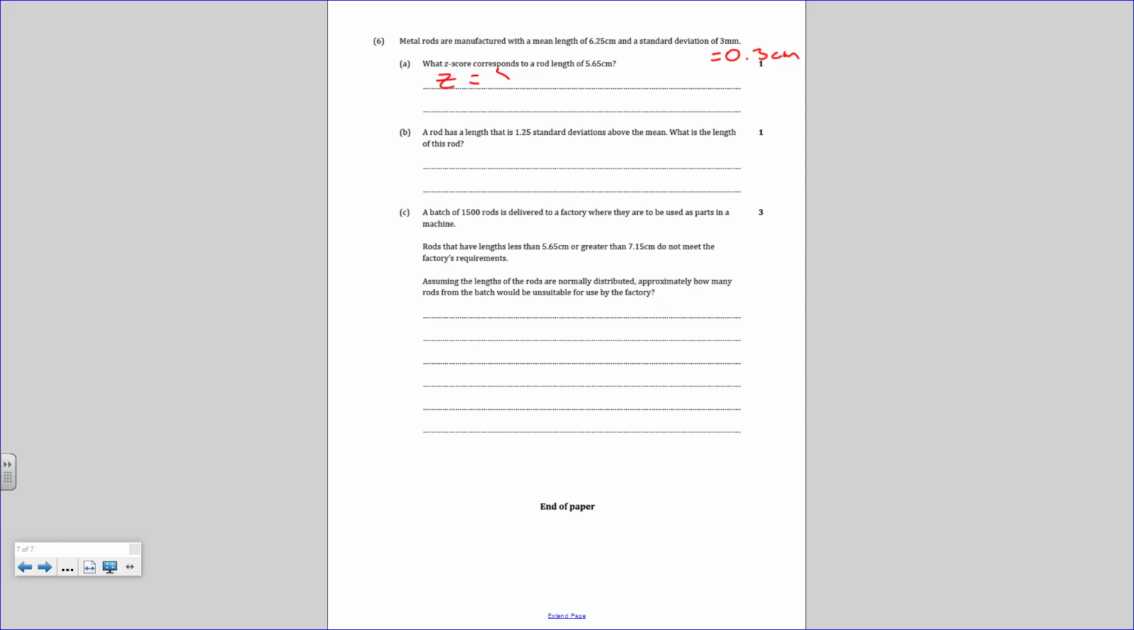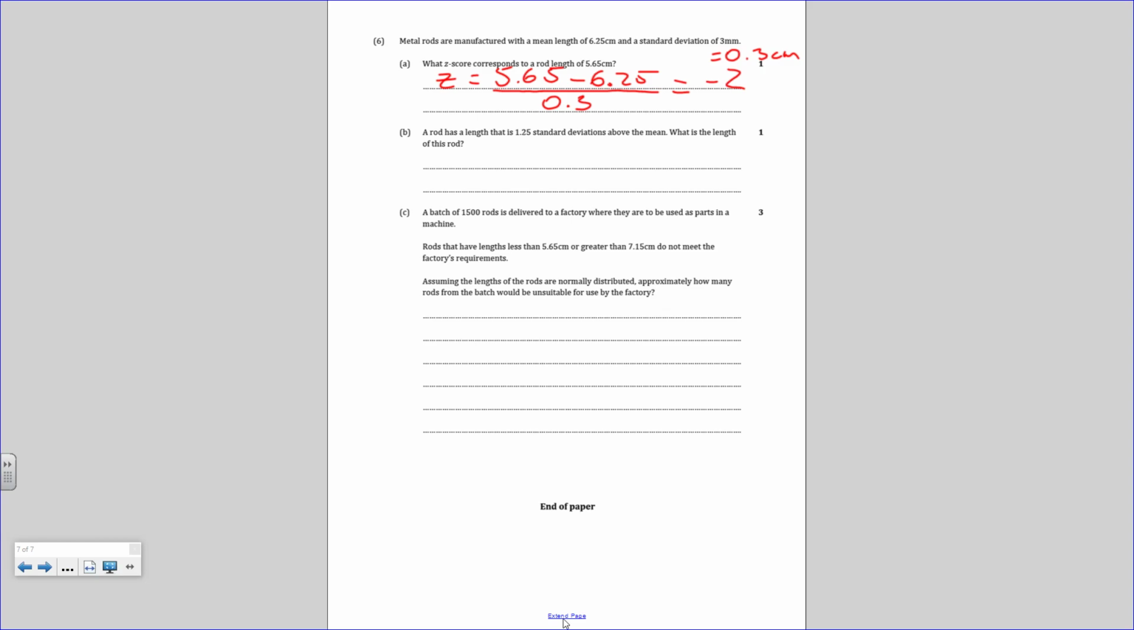So we've got 5.65 minus 6.25, the mean, over 0.3, the standard deviation. Again, it needs to be 0.3. It can't be 3 because that would be the incorrect unit. And when you put that into your calculator, you get -2. So z-score -2, 1 mark, you just got to get that.